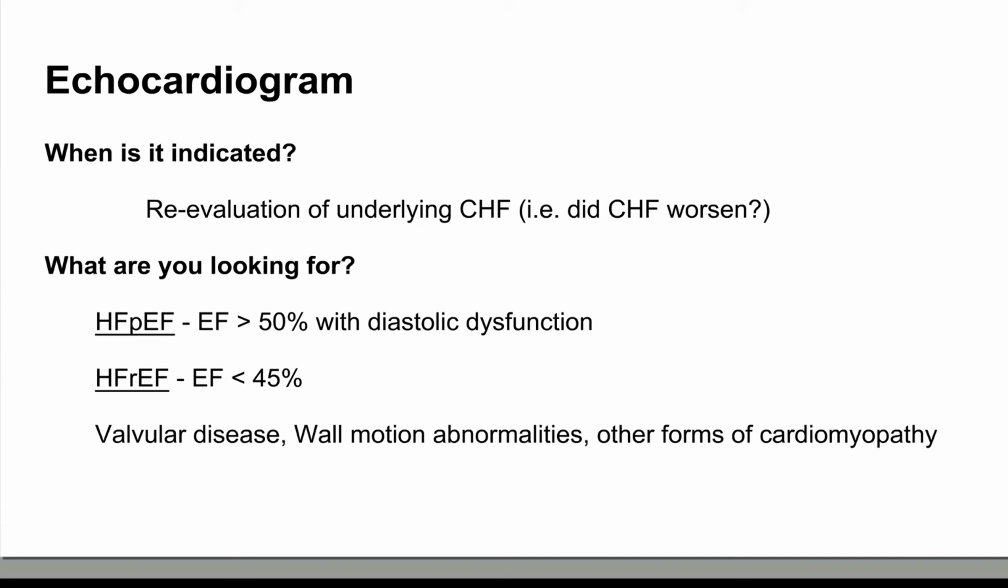Now, if they have an EF of less than 45%, that's usually called heart failure with reduced ejection fraction, or HFrEF. Anywhere between 45 and 55% is honestly a little bit of a gray zone, but these numbers generally do coincide with the definitions for the disease. Other things you can look at on an echo are valvular disease, wall motion abnormalities, signs of previous heart attacks, and other forms of cardiomyopathy.